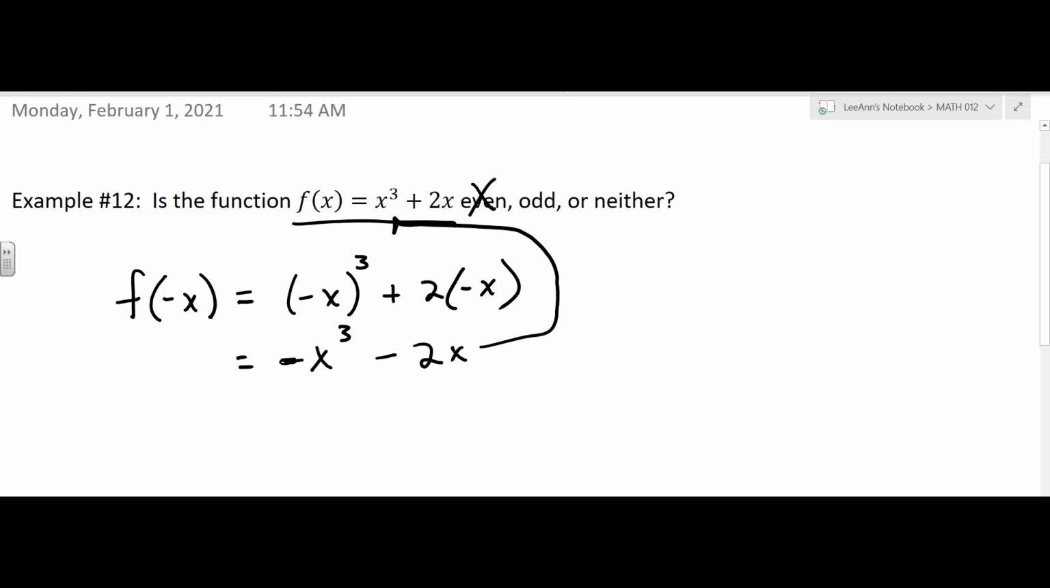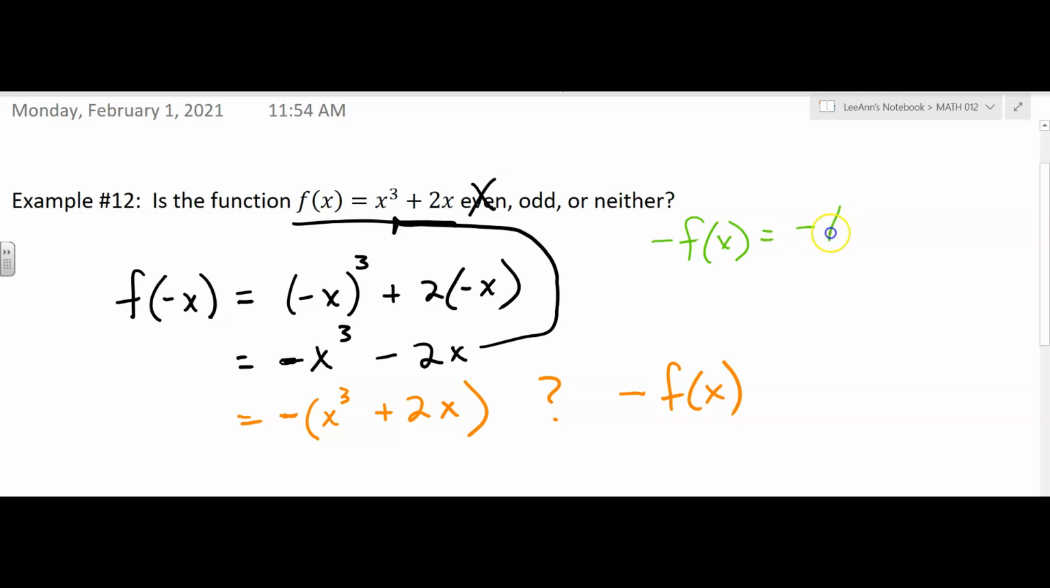So if I want to think of it this way, I could say this is equal to the opposite of x cubed plus 2x. Okay, is that the opposite of the f of x? And the answer is yes. So if you want to see that, I'll try to write it out a little more here. The opposite of f of x would be the opposite of x cubed plus 2x. And you get to distribute that if you want, but those match up.